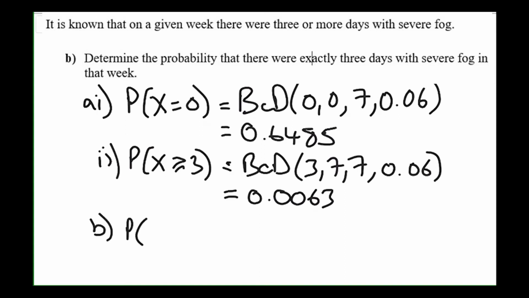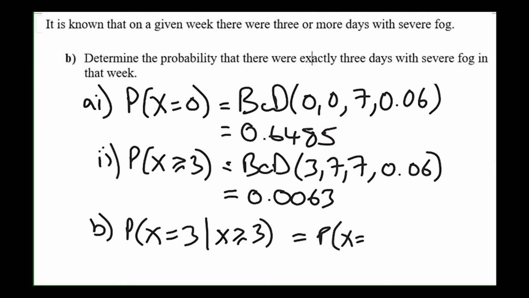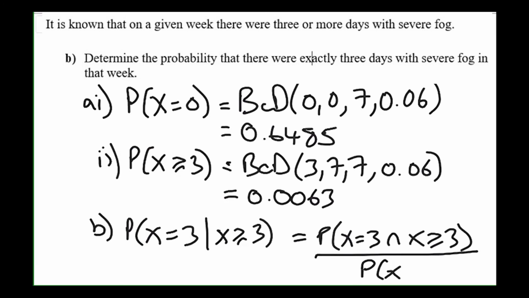So what we're specifically looking for is that there's exactly 3 days, and more generally, we knew that there were more than or equal to 3 days. We're looking for the intersection of these two. So this is coming from the formula. The probability of A given B equals the probability of A intersection B over the probability of B. So I hope you can see that playing through here.